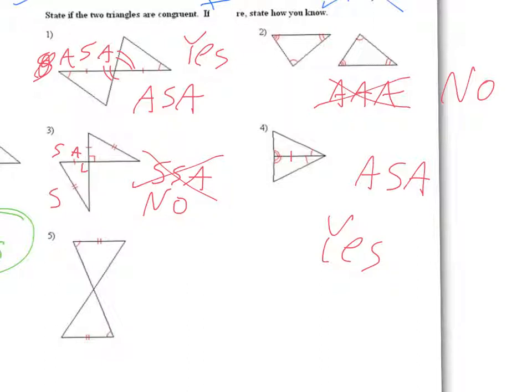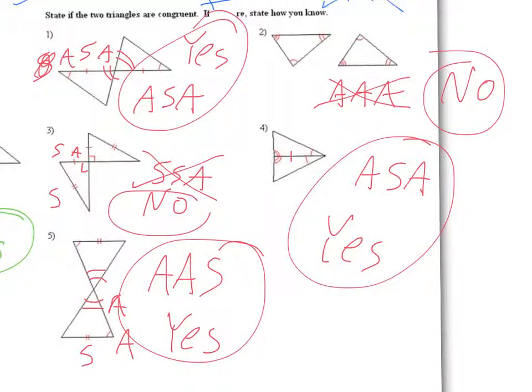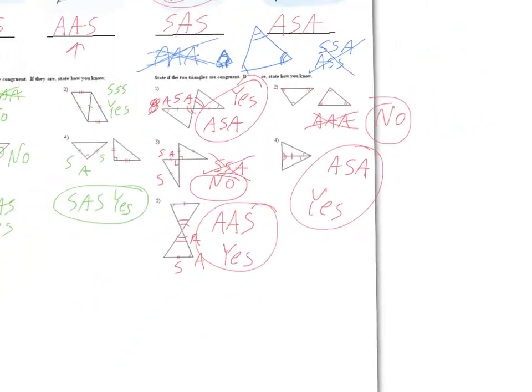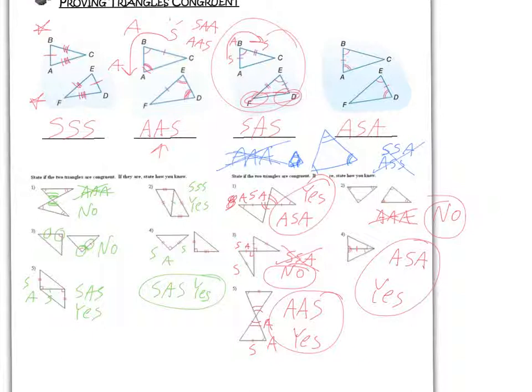Number 5, vertical angles are congruent. So what we end up with here is angle, angle, side. Angle, angle, side is one of those 4 ways of doing that, so yes. Okay, so remember, when looking at this, these are the 4 ways that we can prove triangles to be congruent.